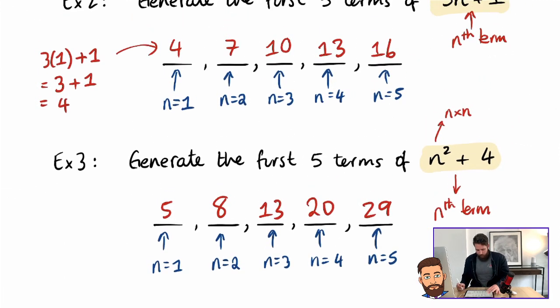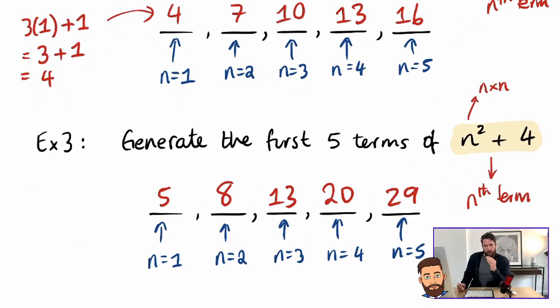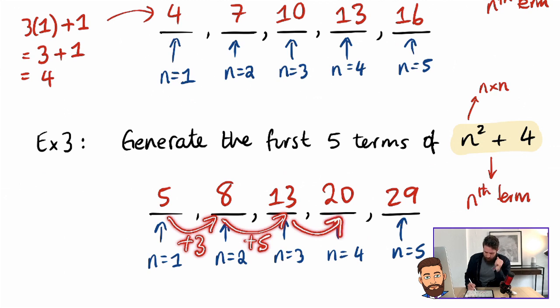Now, if we focus on this and try to spot a pattern like we did a minute ago, in this sequence we're going from 5 to 8, which is plus 3. Then we're going from 8 to 13, sorry, which is plus 5. Now we're going from 13 to 20, which is plus 7. And we're going from 20 to 29, which is plus 9.